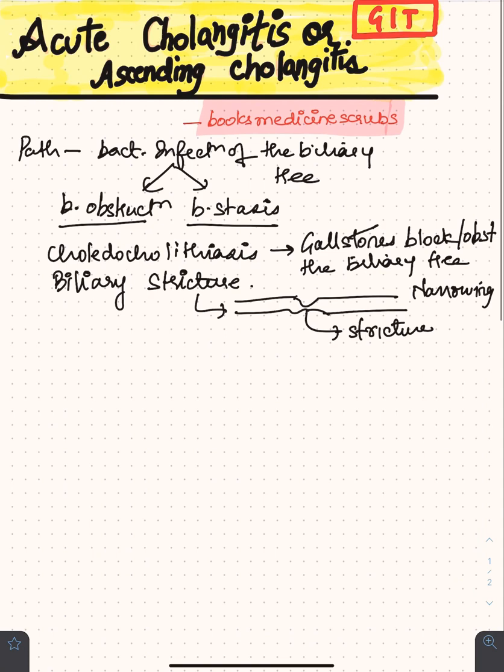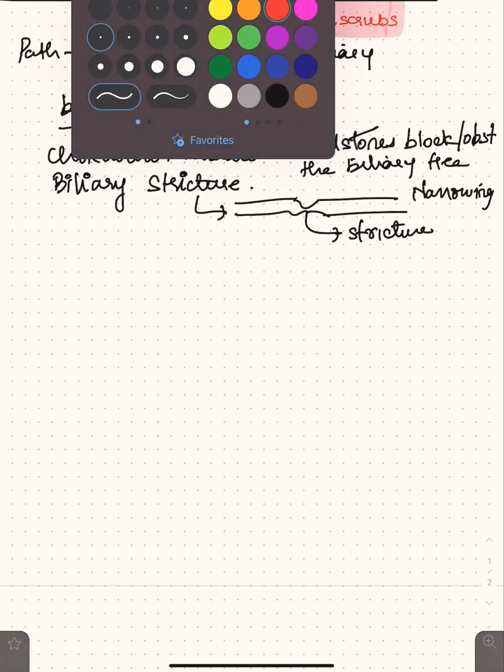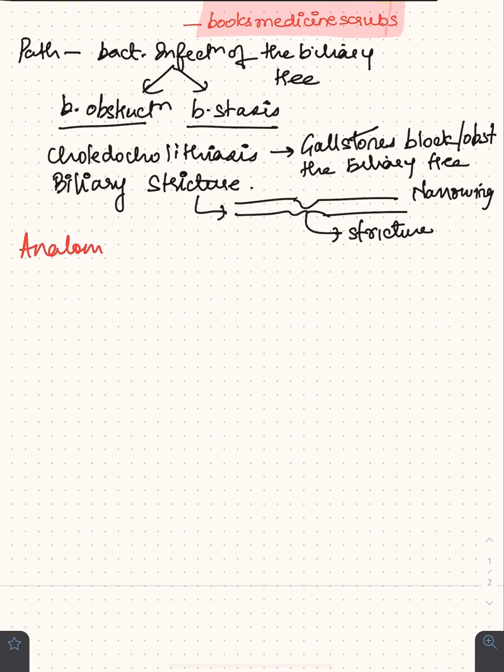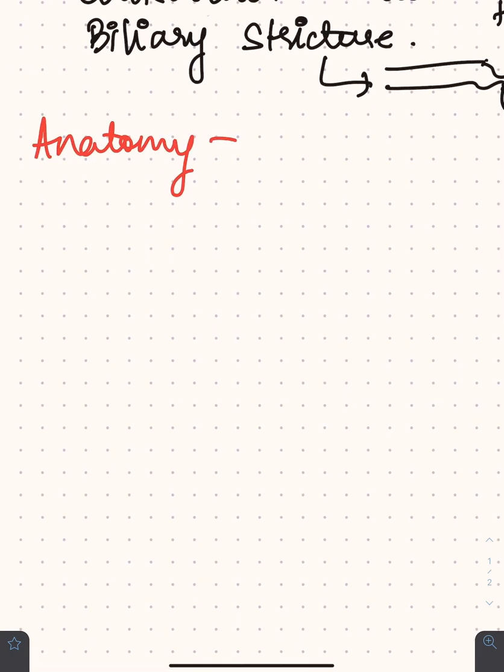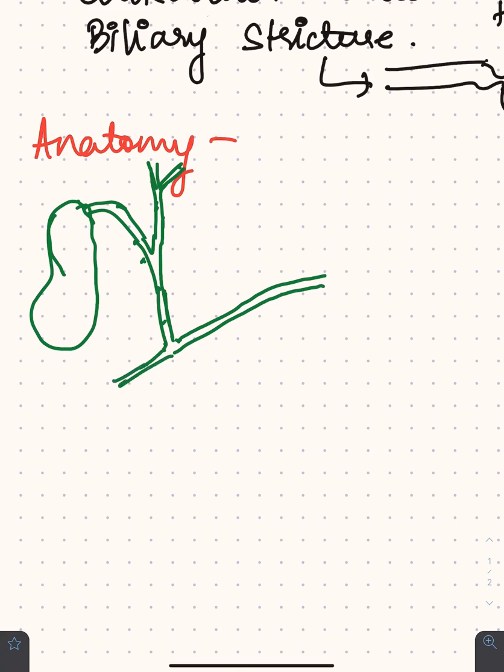So before we move further, it is important that you are well versed in the anatomy of the biliary tree. So the biliary tree consists of the gallbladder, and the gallbladder has a duct called the cystic duct. The cystic duct joins the right and left hepatic duct, forming the common bile duct. Now, this common bile duct further goes down and joins the pancreatic duct at the ampulla of Vater, and then this flows into the duodenum.